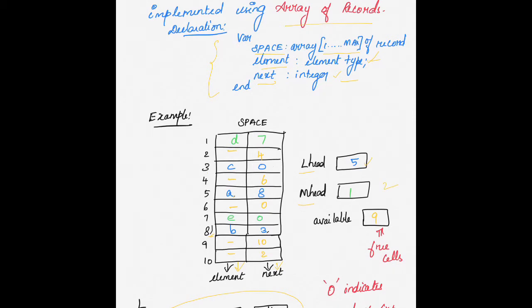In addition to the other lists, for any array of records that we create to implement the cursor based linked list, we will have a list called available. The use of available is that all the free cells are stored in it, and 9 represents where available starts. If you go to the 9th location, this is the first free cell that you have. The next free cell is 10, the next is 2, the next is 4, the next is 6, and then 0 means that was the end of the available list.